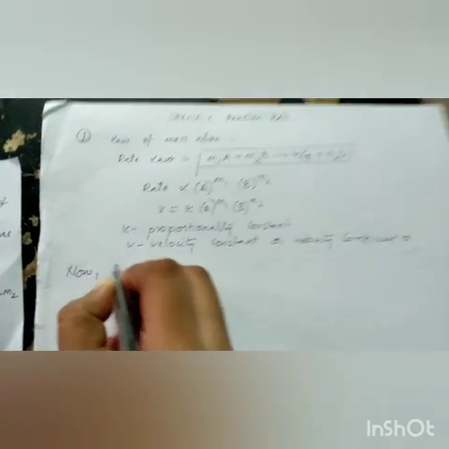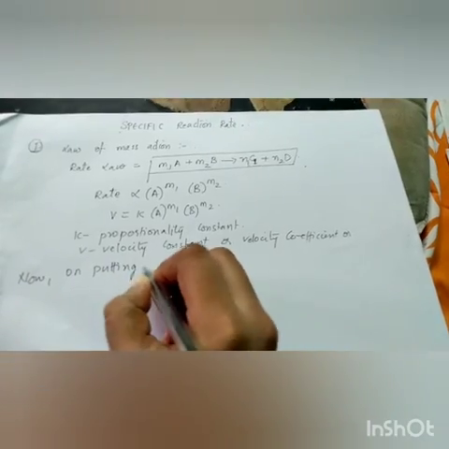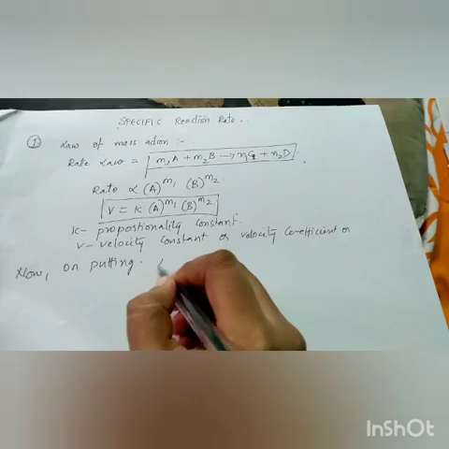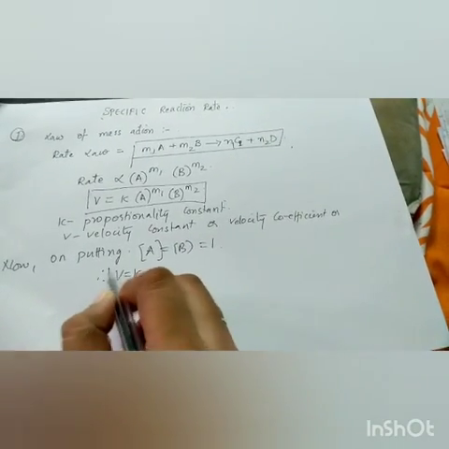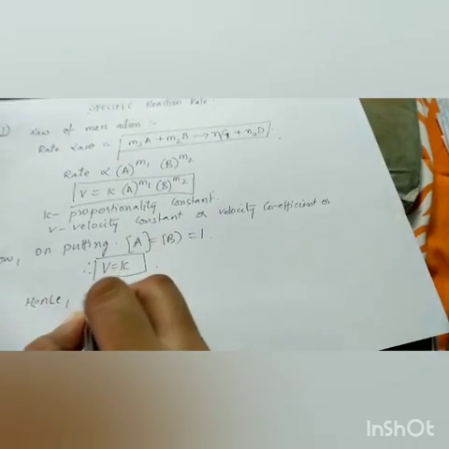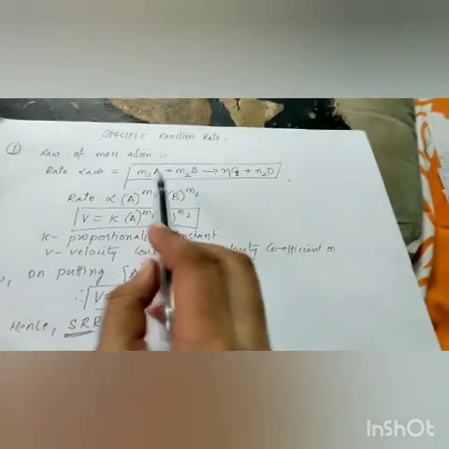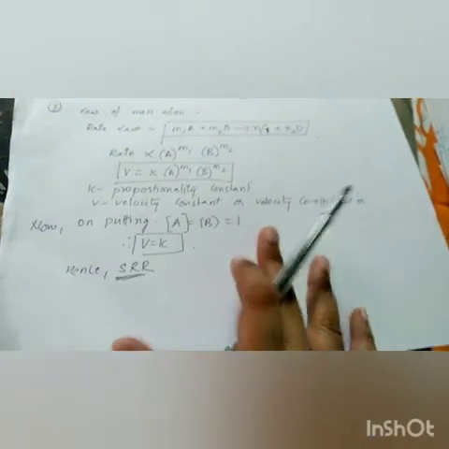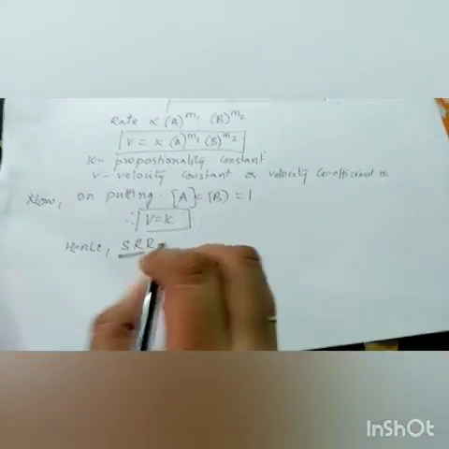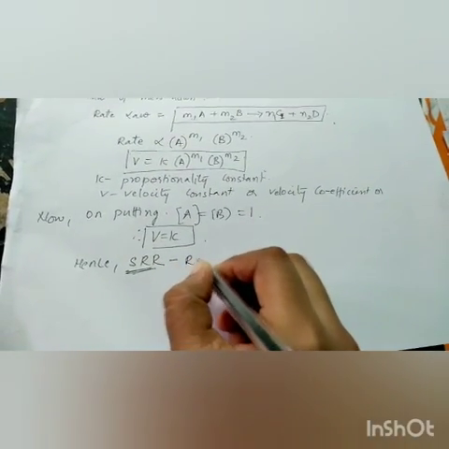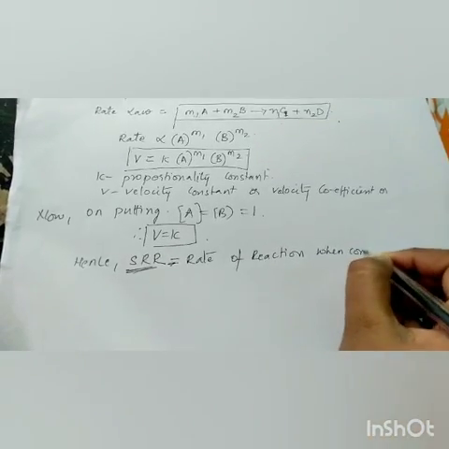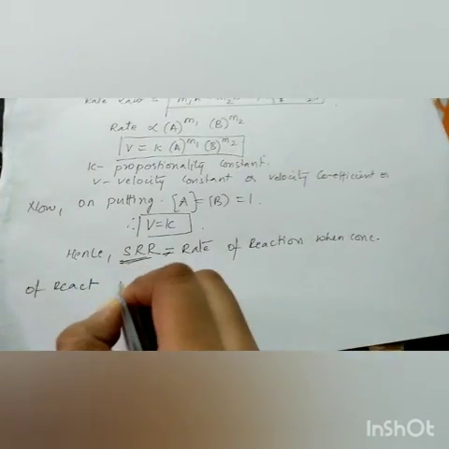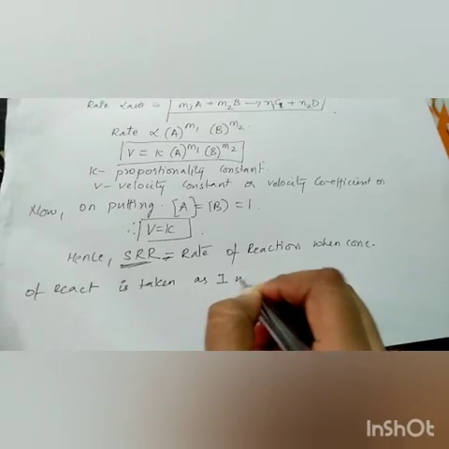On putting [A] equal to [B] equal to 1 in this equation, we get V is equal to K. Hence the specific reaction rate becomes equal to the rate of reaction when the concentration of reactants is taken as 1 unit.